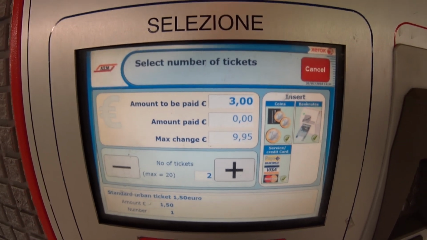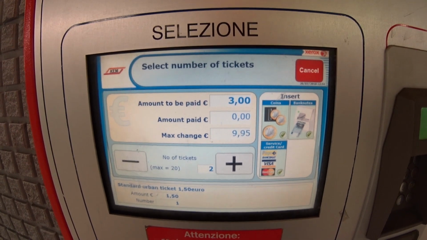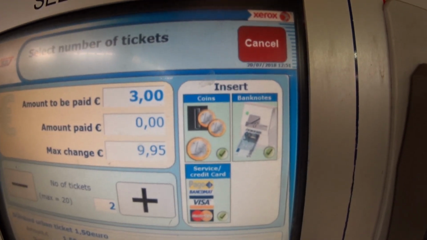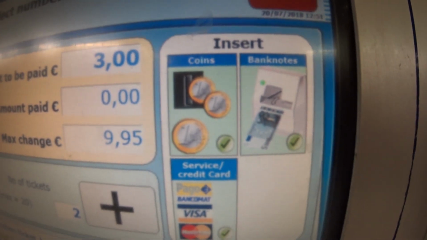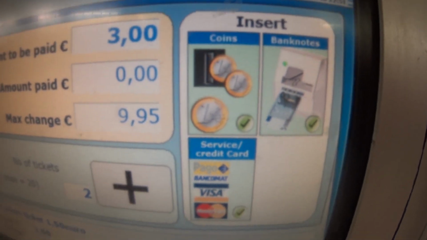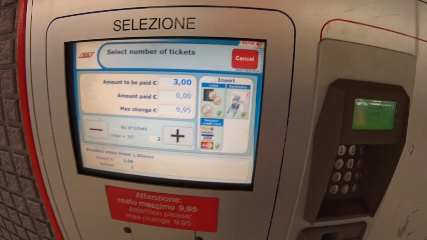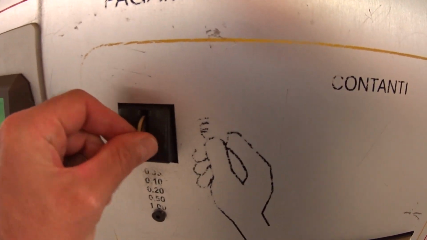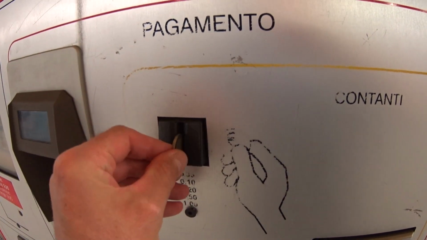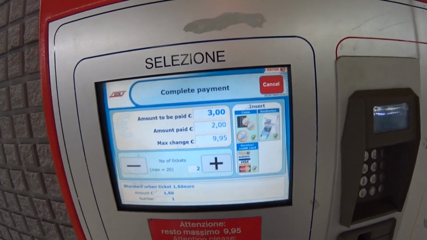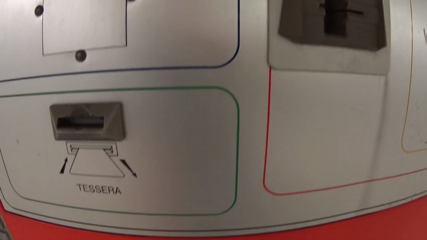Okay, so I need to pay €3. I can either pay with cash, with coins, banknotes, or bank cards or credit cards. I'm actually going to use cash, coins. So here we go, I'm going to insert the coins into the slot. And now it didn't go in, so I need to insert it again.